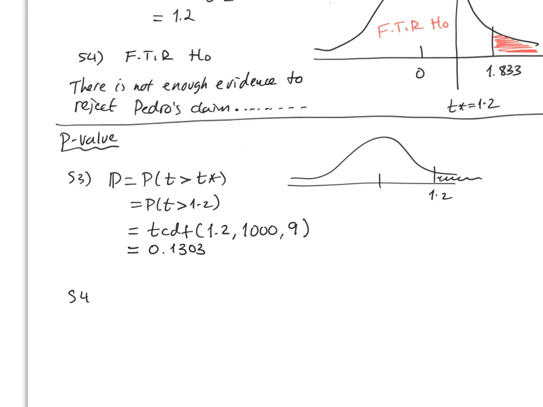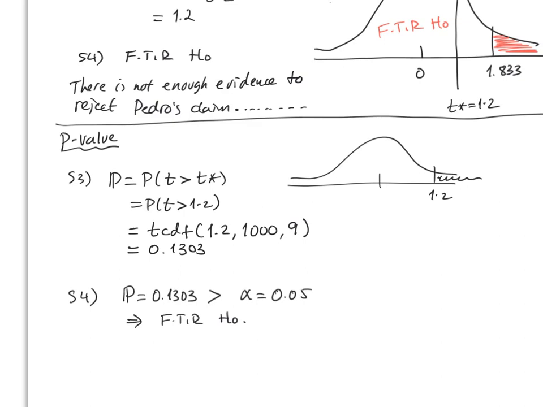So for step 4, what do you do? You compare the p-value with alpha, and the value for alpha was 0.05. So which one is bigger? Well, now the p-value. And based on the rule we have there, if the p-value is greater, remember what does that mean? Fail to reject H0. Okay?